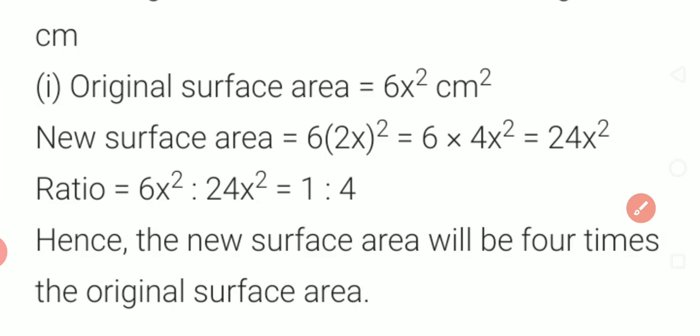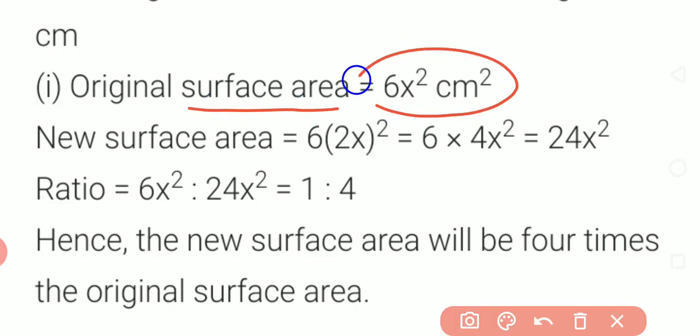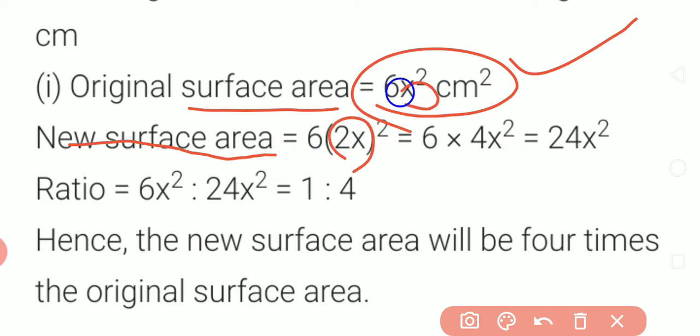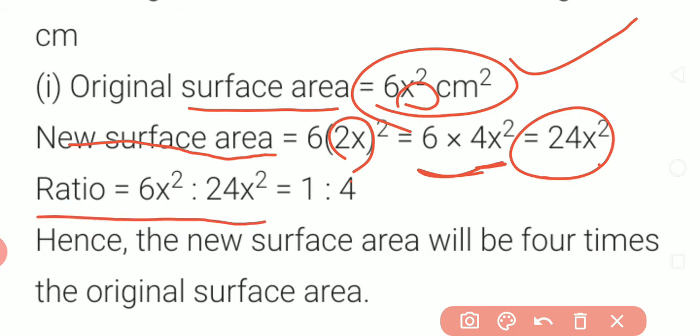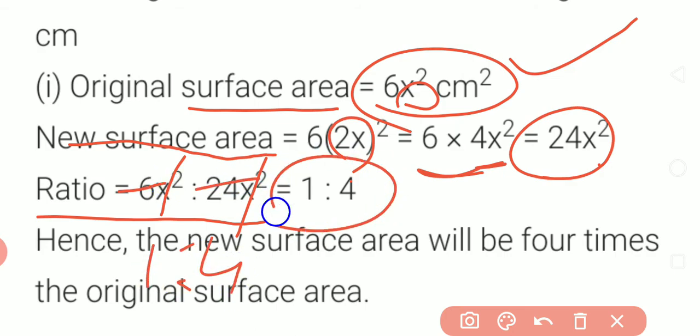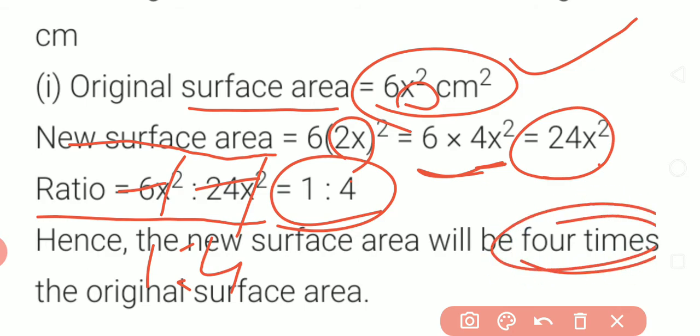Now in the first part, the original surface area will be 6 side square. Side is x, we let, so this is 6x² cm². Now the new surface area will be with 2 times x. Instead of x we will take 2x. This becomes 6 into 4x², 6 4s are 24x². So what is the ratio? 6x² to 24x². x² cut by x², 6 1s are 6, 6 4s are 24, and you will get 1:4, right? So the area will be increased 4 times the original area.